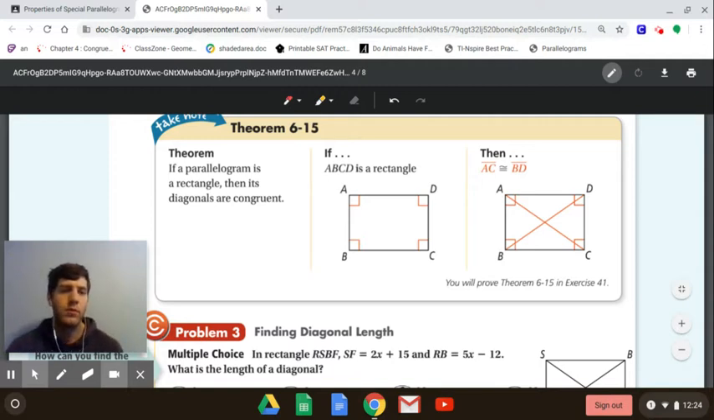So we had the four original properties for parallelograms. Opposite angles are congruent, opposite sides are congruent, consecutive angles are supplementary, and diagonals bisect each other. For rhombuses, we added that diagonals were perpendicular and the diagonals bisected the opposite angles. And then for rectangles, the one property we're going to add is diagonals are congruent.